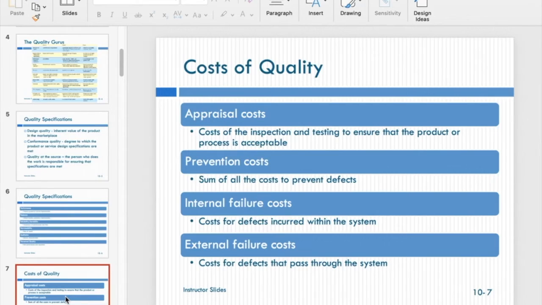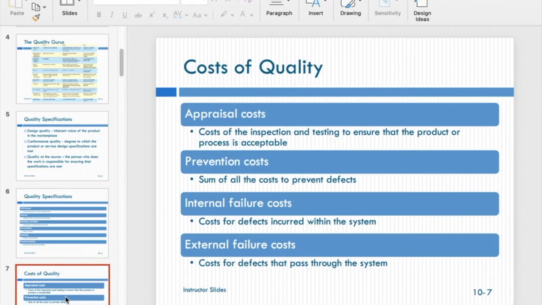Here we include 4 costs. The first one is called appraisal cost. What is appraisal cost? It's the cost of the inspection and testing to ensure that the product or process is acceptable. So basically, this is the implementation or test costs. Basically you're trying to inspect or test whether this product is good or not, is acceptable or not.